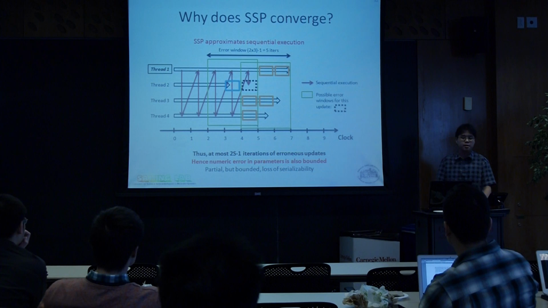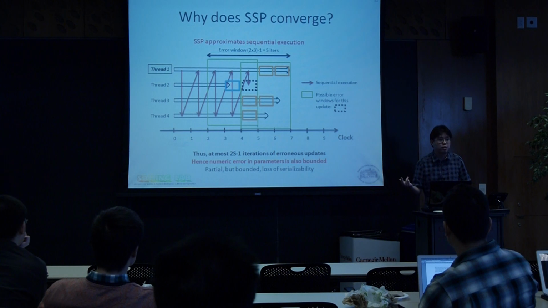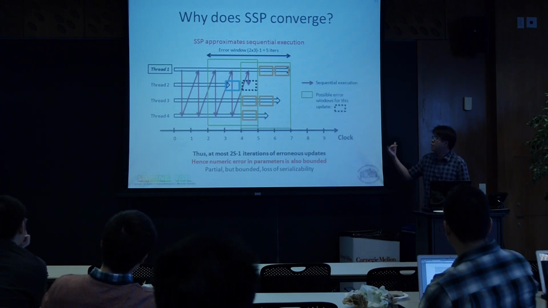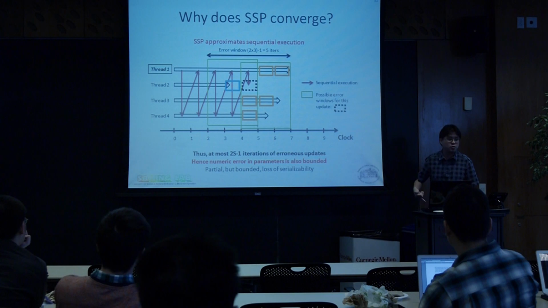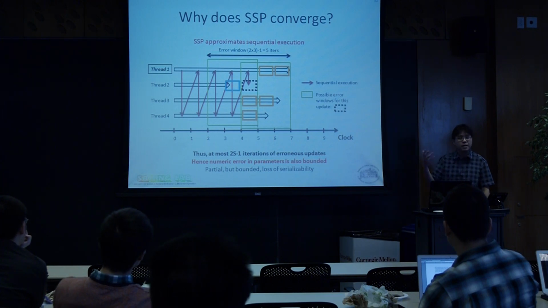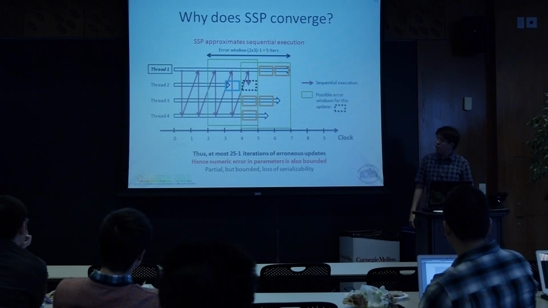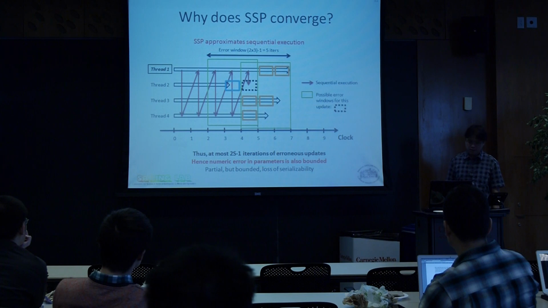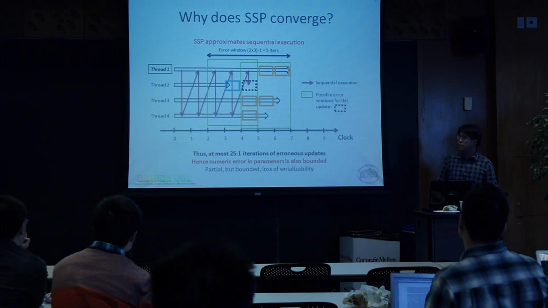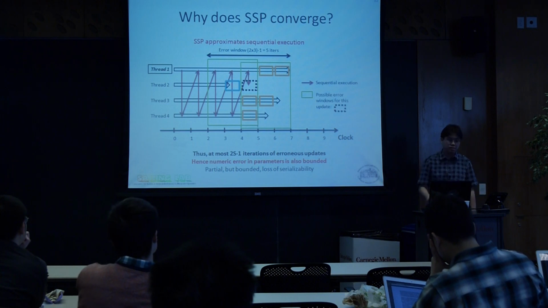You put them together, you have an error window that's basically 2 times staleness minus 1 iterations. In this example, staleness is 3, so the error window is 5 wide. And of course, there are 4 threads, so the total number of updates that could be an error is basically 5 times 4 equals 20 in this example. But the point is that as the algorithm progresses, the size of those windows isn't changing because the staleness is set as a constant. So you have essentially a bounded amount of error, and as the clock goes towards infinity, you end up with convergence because the error is bounded relative to the progress made by the system.